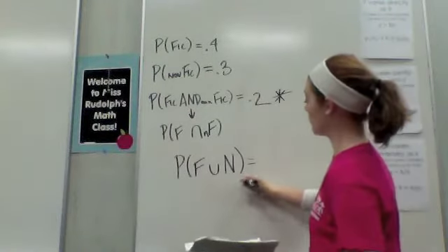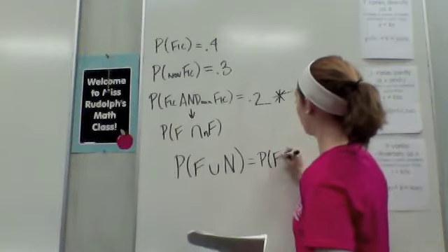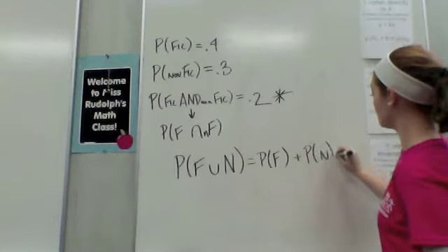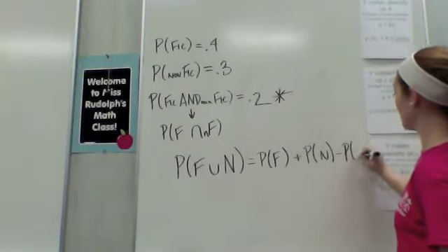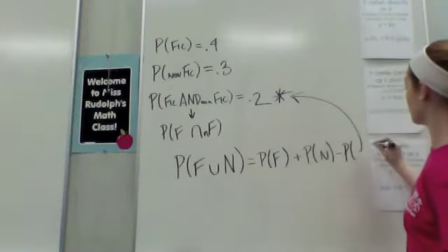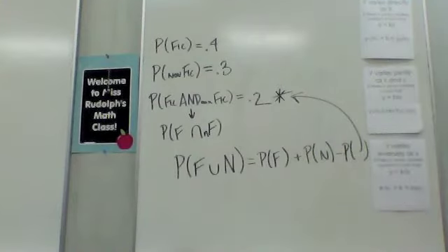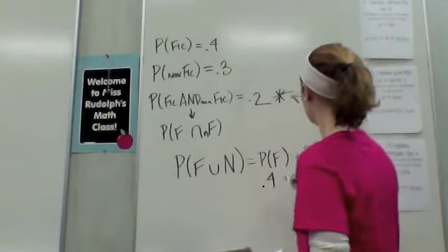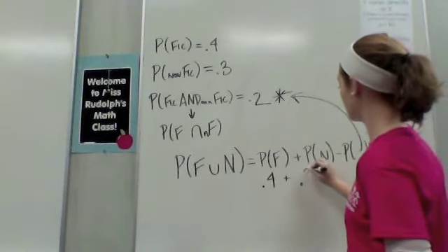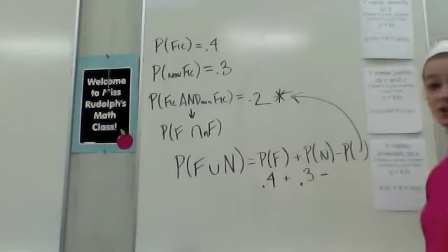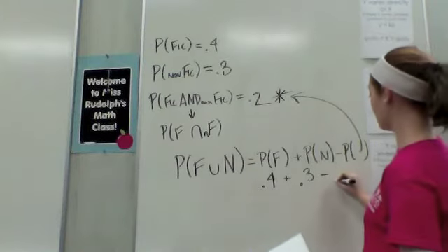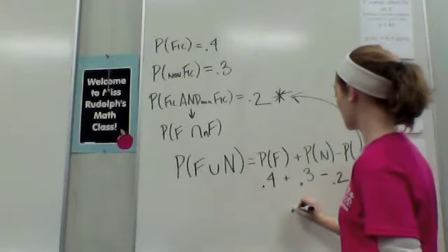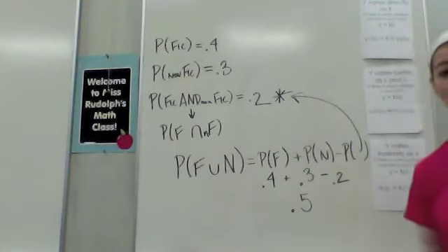So the probability of fiction or nonfiction is really going to be the probability of the fiction, or means add, the probability of the nonfiction, minus the probability of the intersection, that both of them could be checked out. So the probability of fiction was 0.4. The probability of nonfiction was 0.3. The intersection, the overlap of the two events happening, was 0.2. So if I add and subtract these together, I get a probability of 0.5, or 50%.